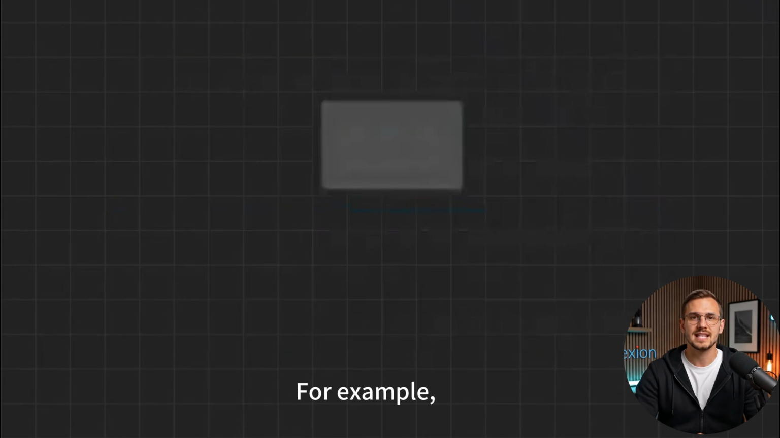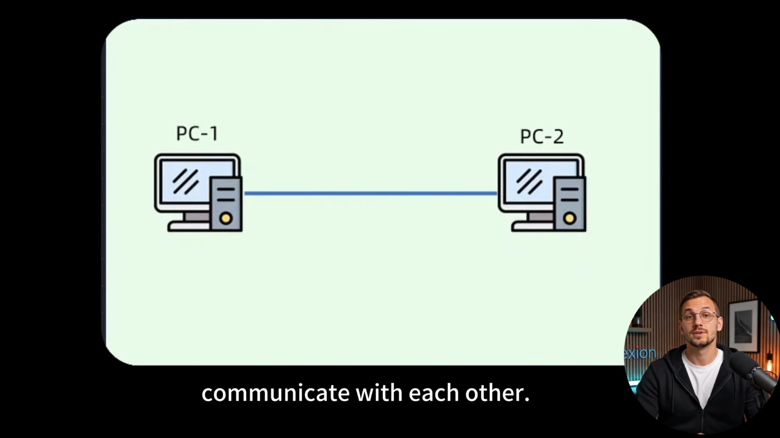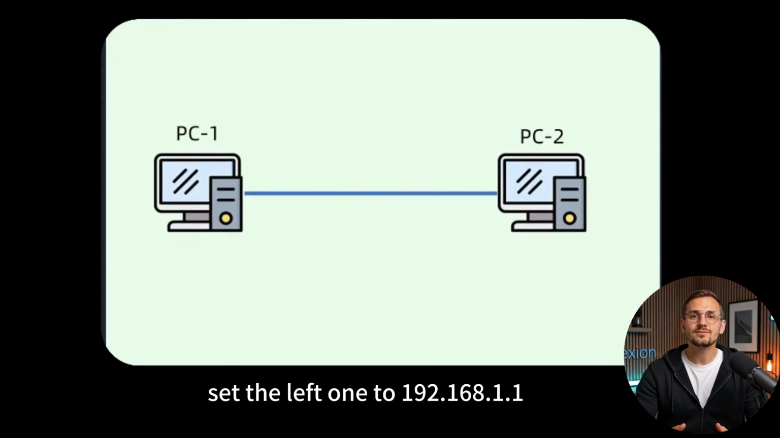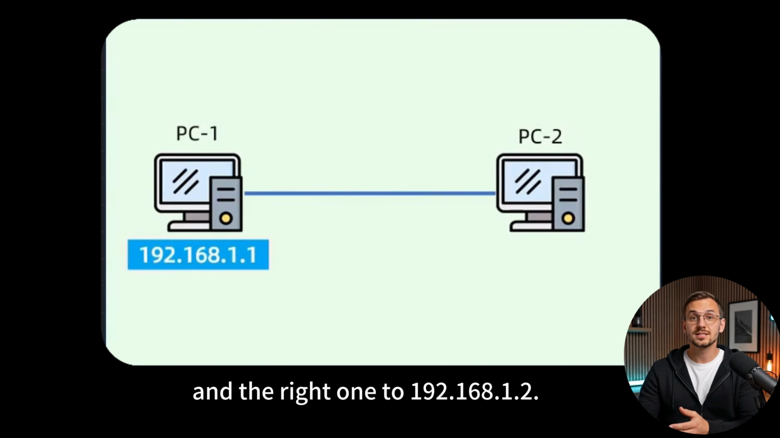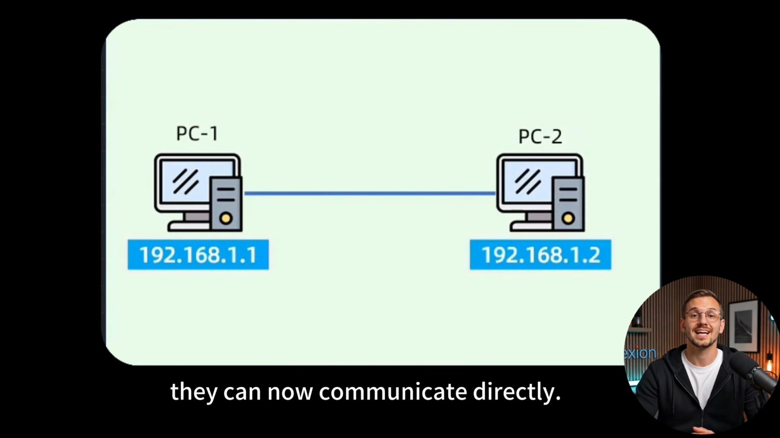communicate directly. For example, if you take 2 computers and connect them with an Ethernet cable, they won't be able to communicate with each other. You need to configure an IP address. For instance, set the left one to 192.168.1.1 and the right 1 to 192.168.1.2. Since the first 3 parts are the same, they can now communicate directly.